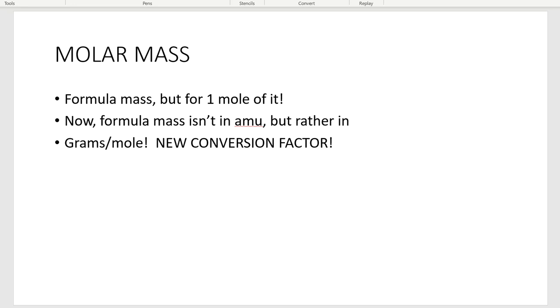Alright guys, in this video I'm going to be talking about more conversion factors that are of utmost importance for stoichiometry. And one of the first ones is molar mass.